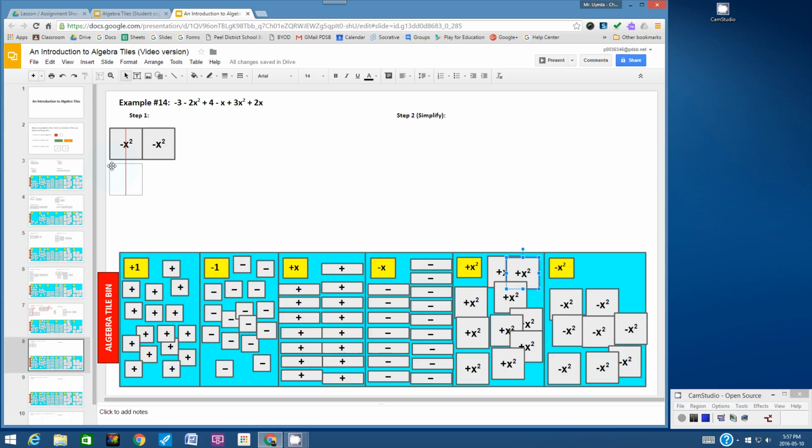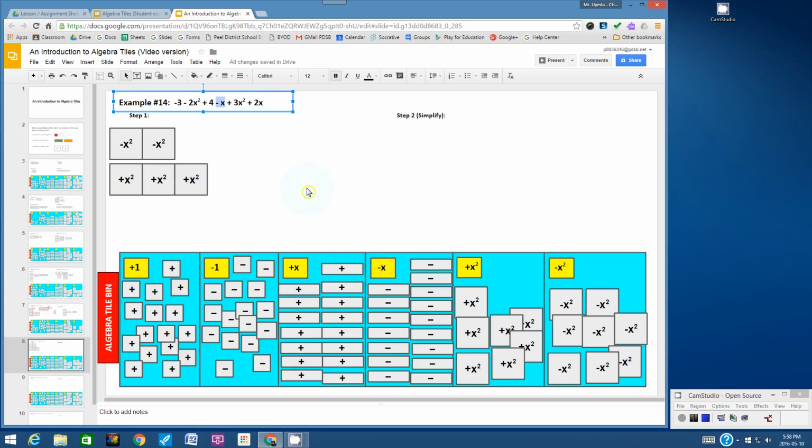Now you can have these tiles right next to each other or with a little space. I've always done it with a little space, but it actually works if you have them together. I'll show you. So let's bring over the 3 positive x squareds. Okay, so you see I've stacked the positive 3x squareds underneath the negative 2x squareds because I recognize right away that I'm going to create some zero models.